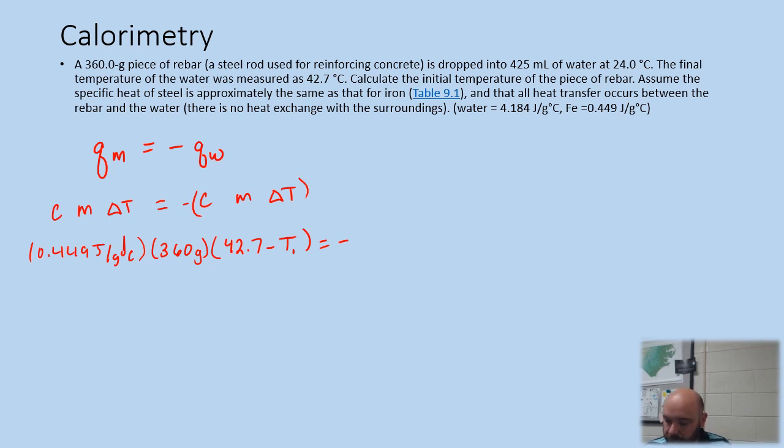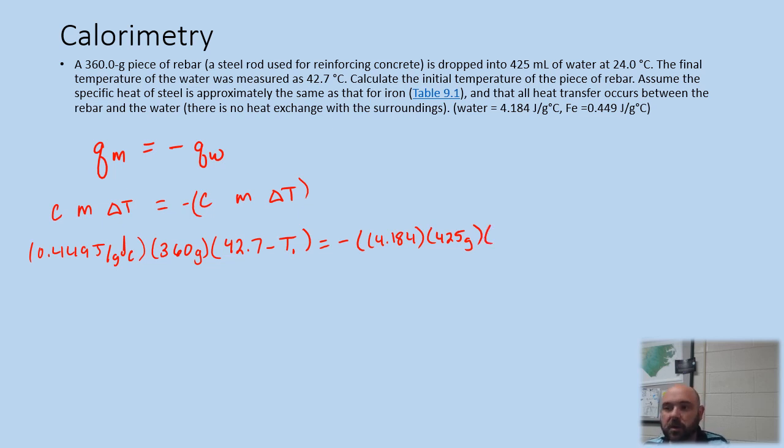So the negative Q of the water is equal to C, which is 4.184 for water, times the mass of water. They're not given a mass directly. We're told we have 425 milliliters of water, which means we have 425 grams of water, because water is 1 gram per milliliter. So we can put 425 grams down for the mass of the water.